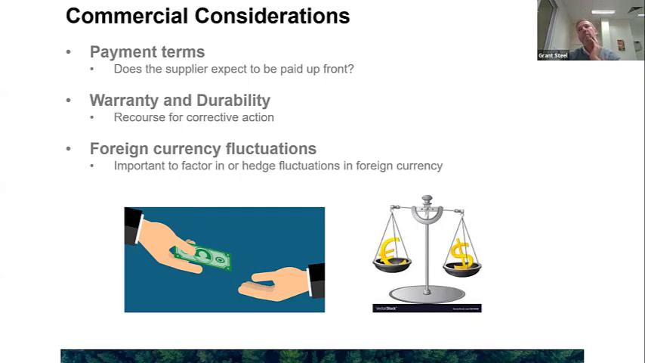Warranty and durability: maybe think about what happens if the supplier is not local or not able to be contacted easily. How do you actually go about fixing or correcting some durability issue? And finally, foreign currency fluctuations. It goes one of two ways. You can actually get caught on the upside. So you need to have a risk mitigation measure, whether you hedge your currency or you want to take the risk, but it's something to bear in mind all the same.